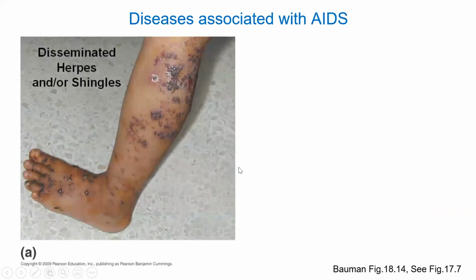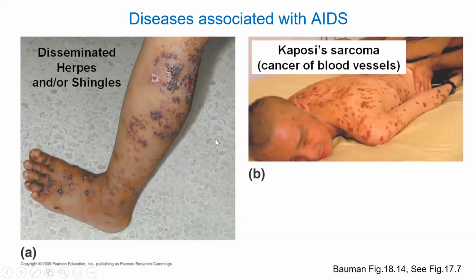So here are some of these diseases, some kind of horrific pictures. One is disseminated herpes and/or shingles. If you remember herpes, there are all those herpes viruses, but there's herpes simplex 1 and herpes simplex 2, and then shingles is caused by the zoster virus, which is also technically a herpes family virus. And disseminated means it's not just in one spot, but spreading to several parts of the body, and so that looks quite terrible to have.